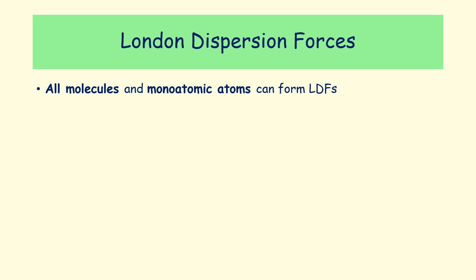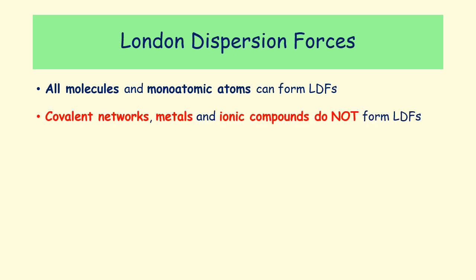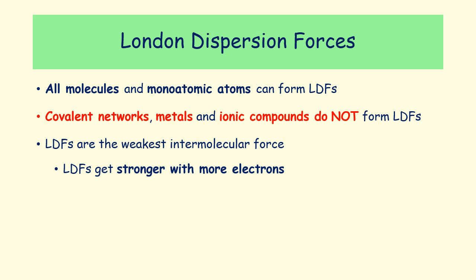So the first thing we need to know is that every single molecule, whether it's polar or non-polar, and monatomic atoms, all of them can form London dispersion forces. However, if something is a covalent network, a metal, or an ionic compound, they will not form London dispersion forces. Okay, London dispersion forces are intermolecular forces, so you've got to be a molecule or monatomic. And London dispersion forces are the weakest type of intermolecular force. However, the more electrons a molecule has, in other words, the bigger a molecule is, the London dispersion forces will get stronger.